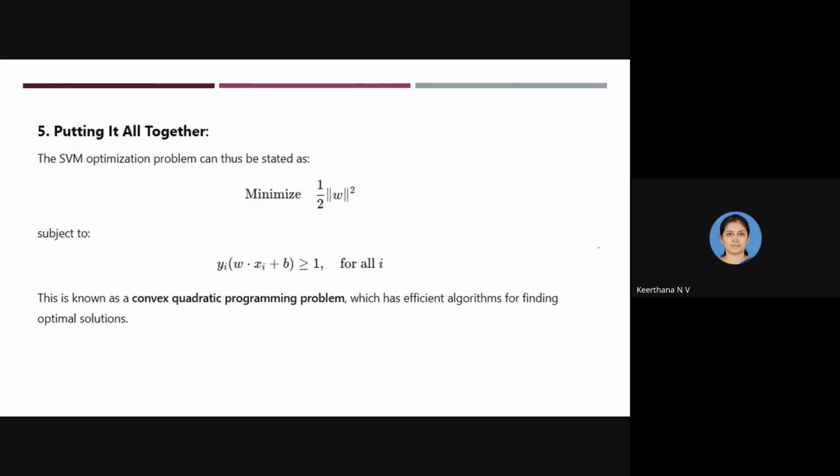So while putting it all together, this SVM optimization problem can be simply stated like this. It is based on the Lagrange quadratic optimization problem, and it is convex. So if this value exists, it shows that there is an efficient algorithm for finding an optimal solution. If this value is achieved, your model has a higher optimization.